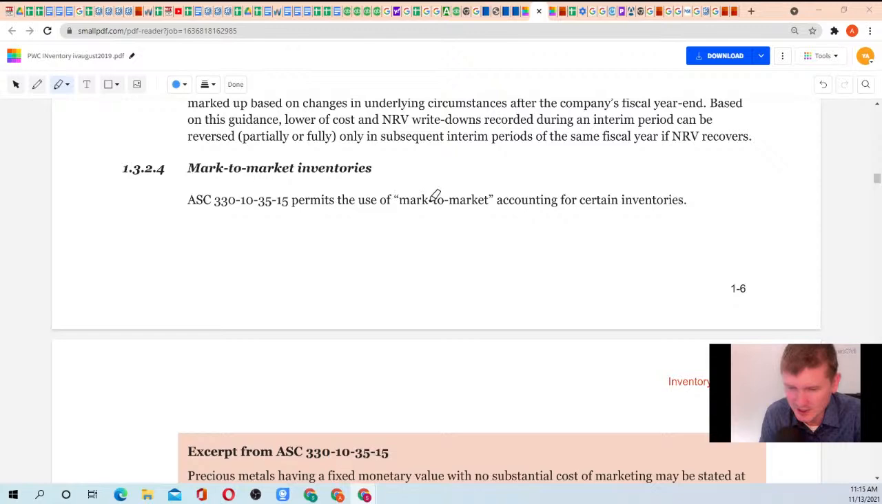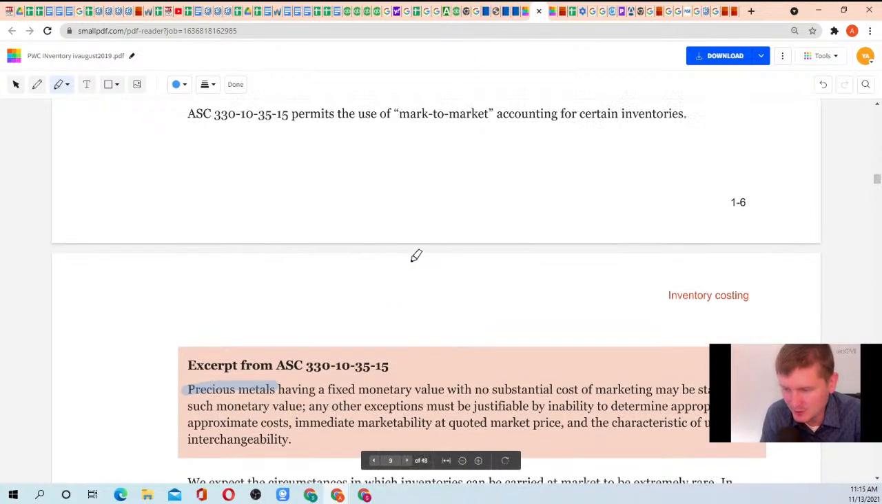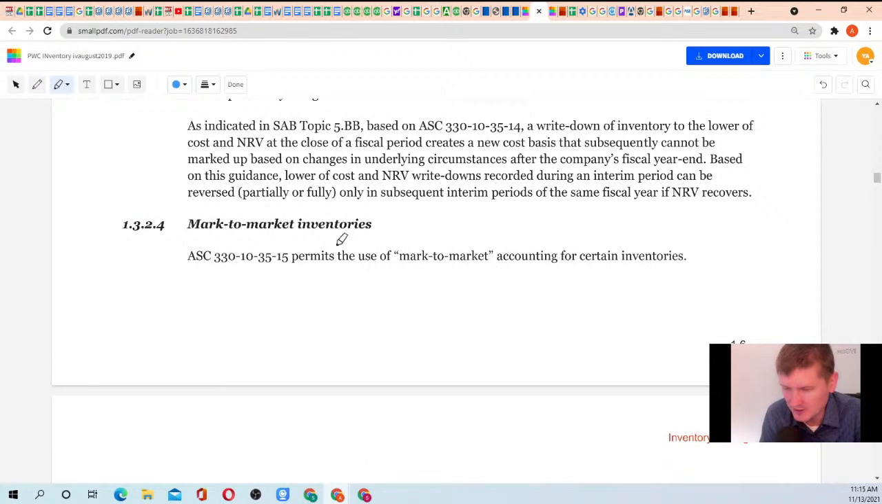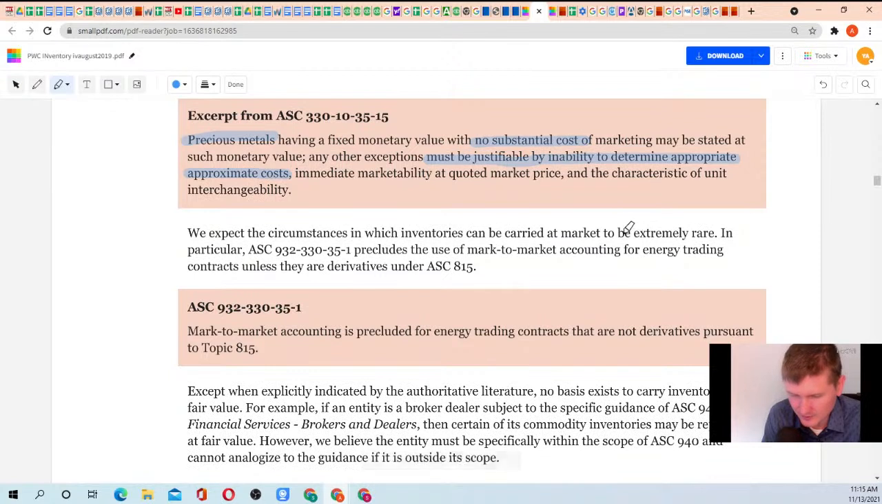Mark-to-market inventories. These are a very limited set of inventories like precious metals, which you can value based on market value, not at cost. However, you must justify it by inability to determine approximate costs, and such circumstances are extremely rare when you can do that.